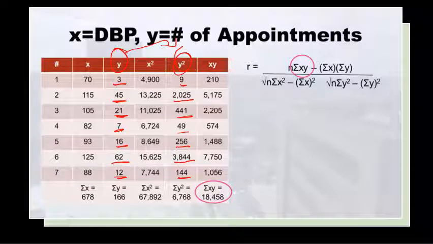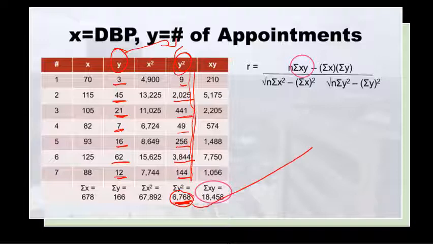Then what's going to happen is you're going to do the same thing here. At the end, you take all these numbers right here and add them up. That is how you're going to get your sum of y squares, which is 6,768. And then you put this number right here. That's where this one goes.